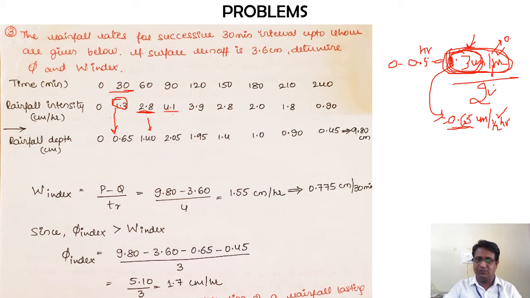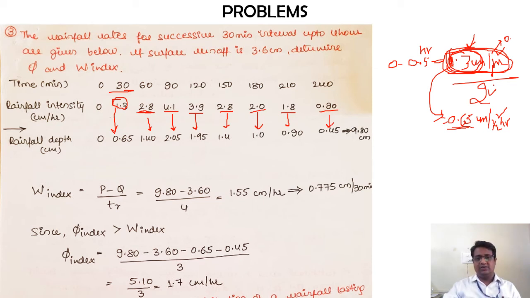So 4.1 divided by 2 is 2.05. 3.9 divided by 2 is 1.95. 2.8 divided by 2 is 1.4. 2 divided by 2 is 1. 1.8 divided by 2 is 0.9, and 0.9 divided by 2 is 0.45.